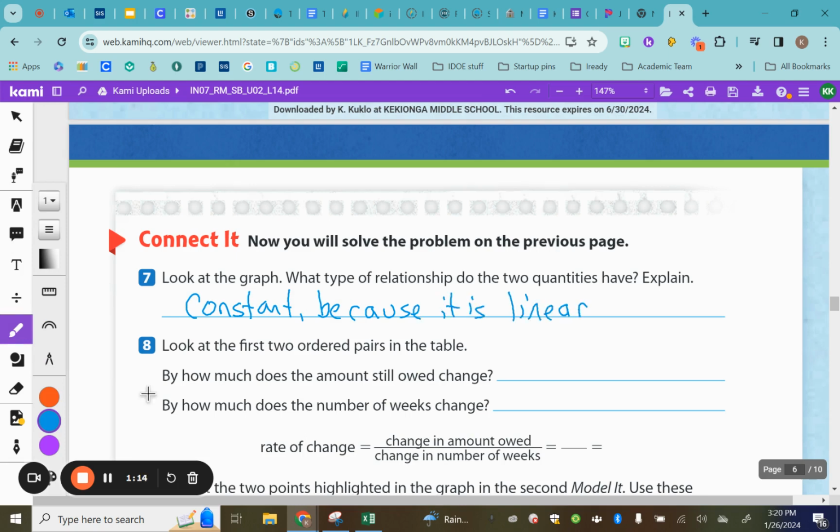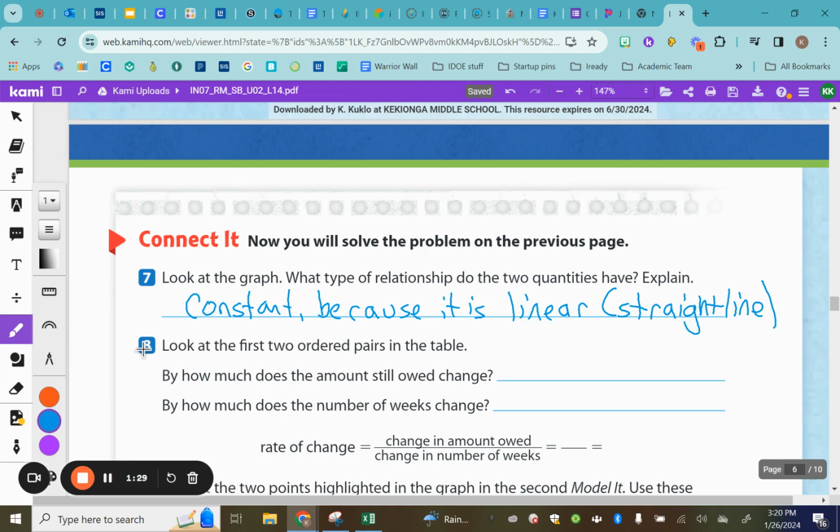And remember, linear means that it's a straight line. So just because it's going down doesn't mean it's not linear. It's not proportional when it's going down, but it is linear.